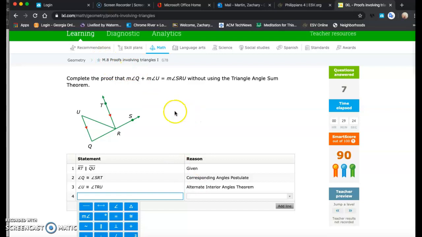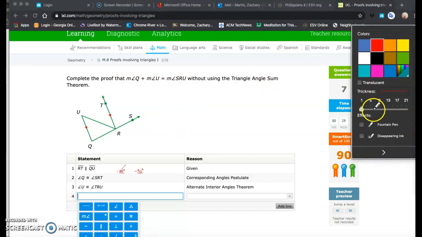I'll try to create a video for the other IXL standards as I can. So let's go with this one. It says complete the proof. I'm going to change this thickness a little bit here. There we go. Complete the proof that the measure of angle Q plus the measure of angle U equals the measure of angle SRU. So that's what we're trying to prove, that these added together equals that without using the triangle angle sum theorem.